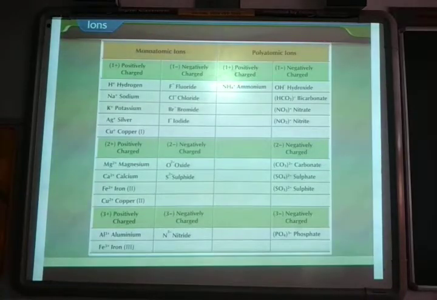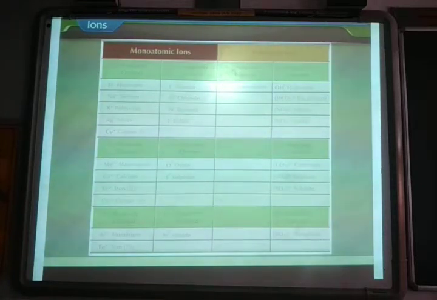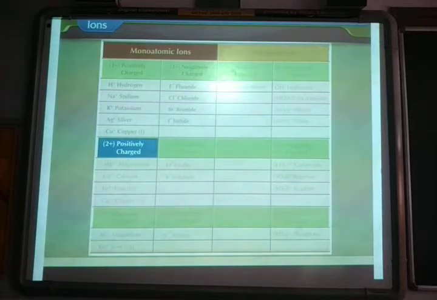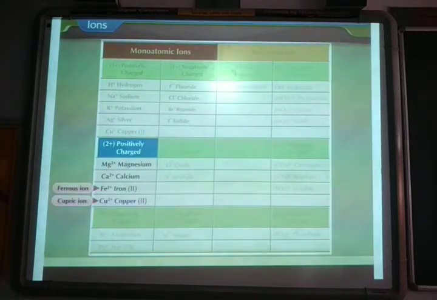Let us see some examples of monoatomic ions. Positively charged ions with 1+ charge are hydrogen ion, sodium ion, potassium ion, silver ion and cuprous ion. Negatively charged ions with 1- charge are fluoride ion, chloride ion, bromide ion and iodide ion. Positively charged ions with 2+ charge are magnesium ion, calcium ion, ferrous ion and cupric ion.